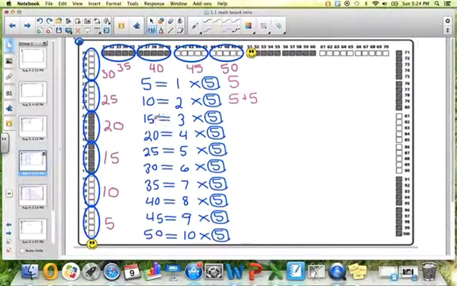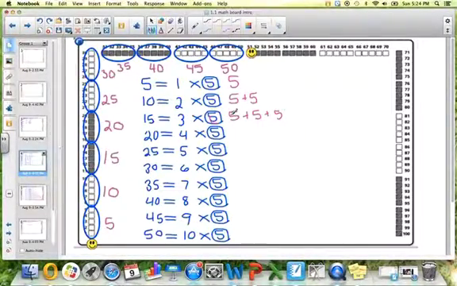Okay, so let's go to the next equation. 15 equals 3 times 5. So my addition equation is going to look like this. 5 plus 5 plus 5. So we're adding 3 5s together because that's how many times we're multiplying this group of 5 by.